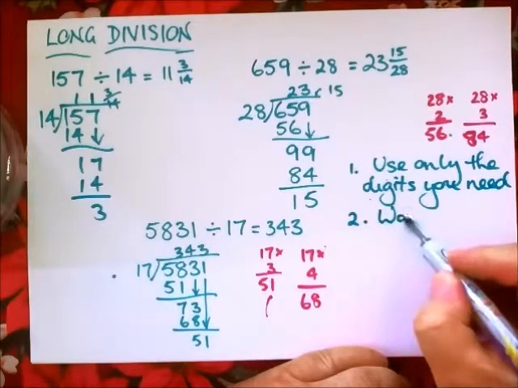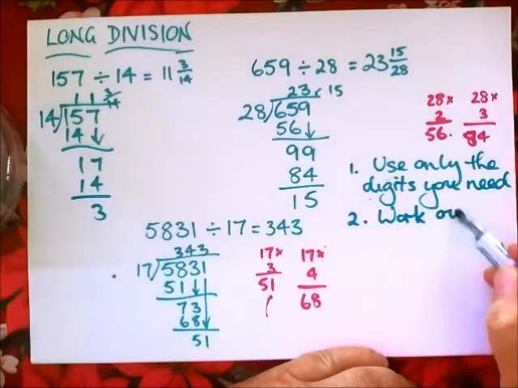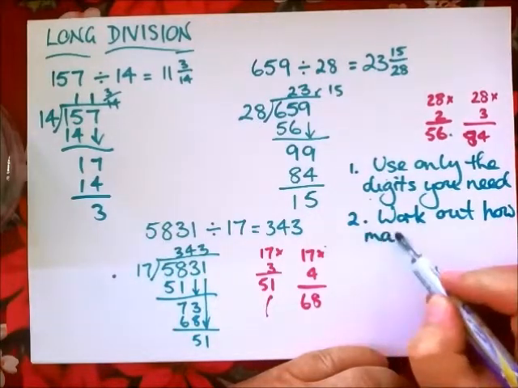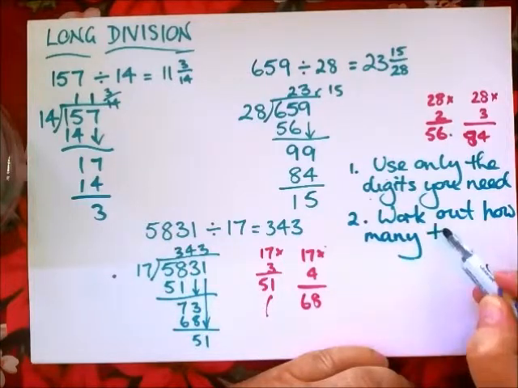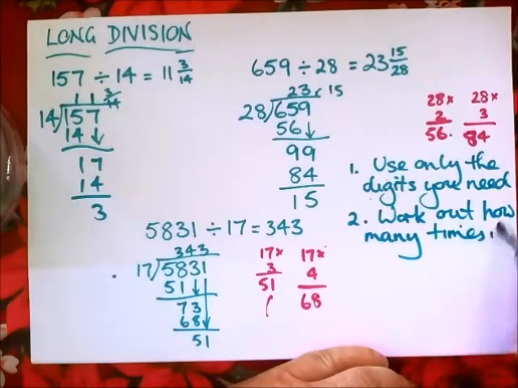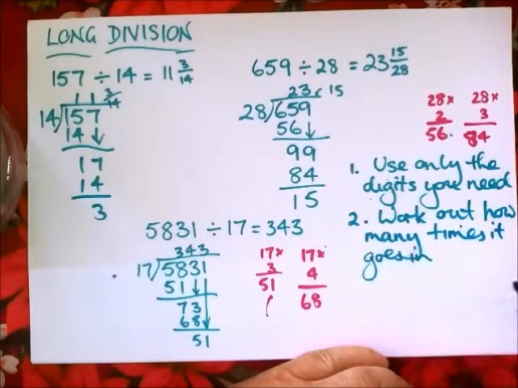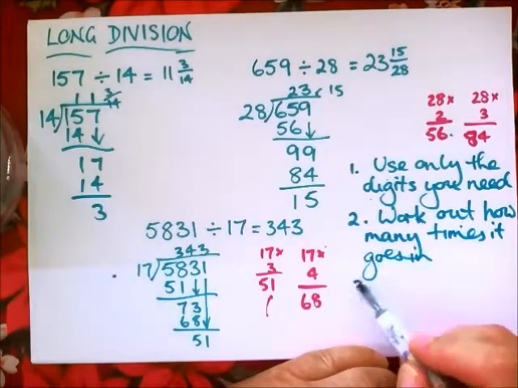Number 2, work out how many times it goes in. And that may mean you'll have to do some working off to the side, like you can see my pink parts. I didn't know my 28 times tables. I didn't know my 17 times tables. So I worked out some off to the side.